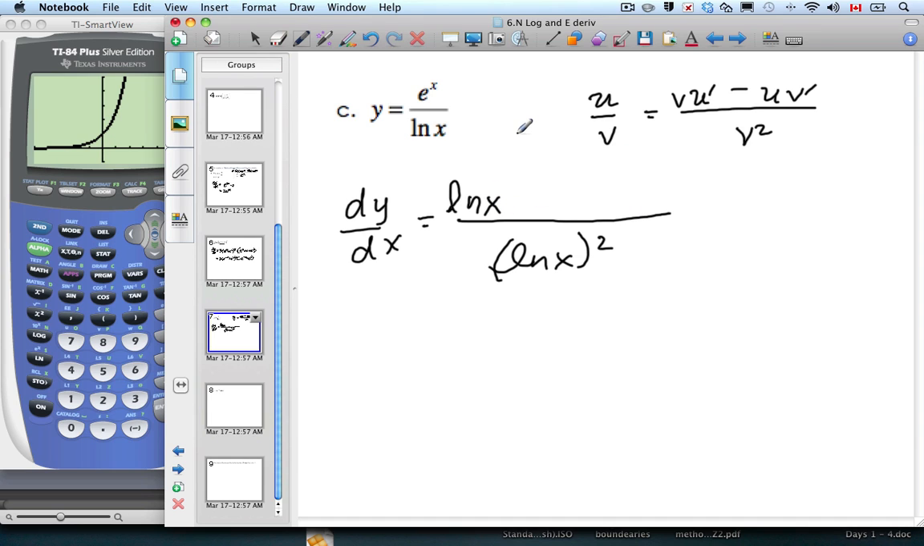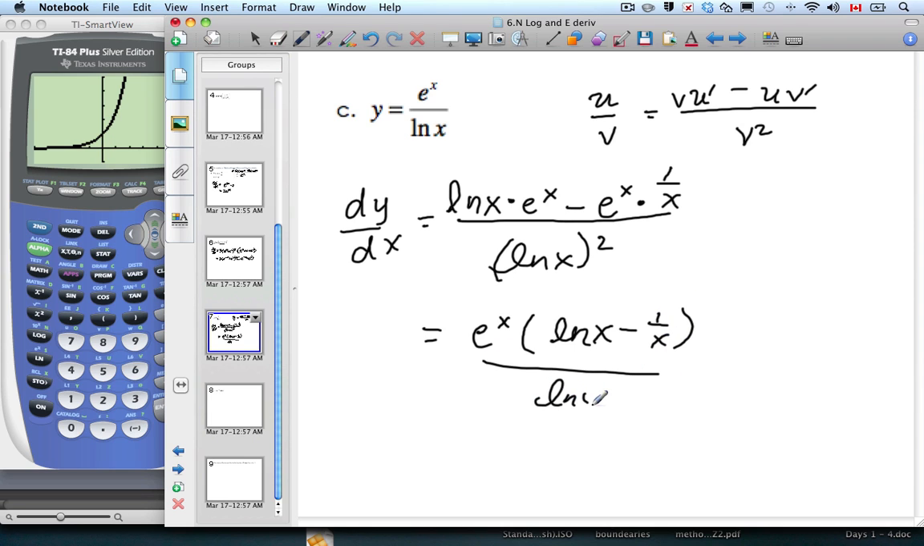Let me write down our bottom again, v. Now times u prime. U is here, that's just e to the x. Minus u, which again is e to the x, times v prime. Here's v, and its derivative is just 1 over x. We just learned that one. I'm going to clean it up a little bit. Can I factor out my e to the x in the top? Sure. So now I'm left with natural log of x minus 1 over x, all over natural log of x squared. Okay, great.